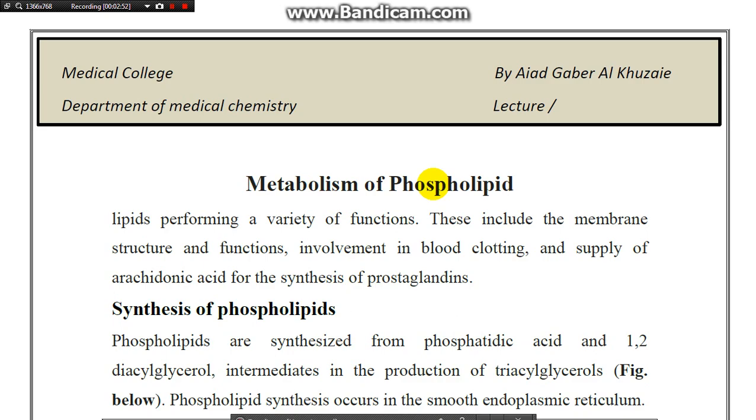موضوعنا لهذا اليوم هو الميتابوليزم of the phospholipids. Lipids perform a variety of functions. These include the membrane structures and functions, involvement in the blood clotting, and supply of the arachidonic acid for the synthesis of the prostaglandin.